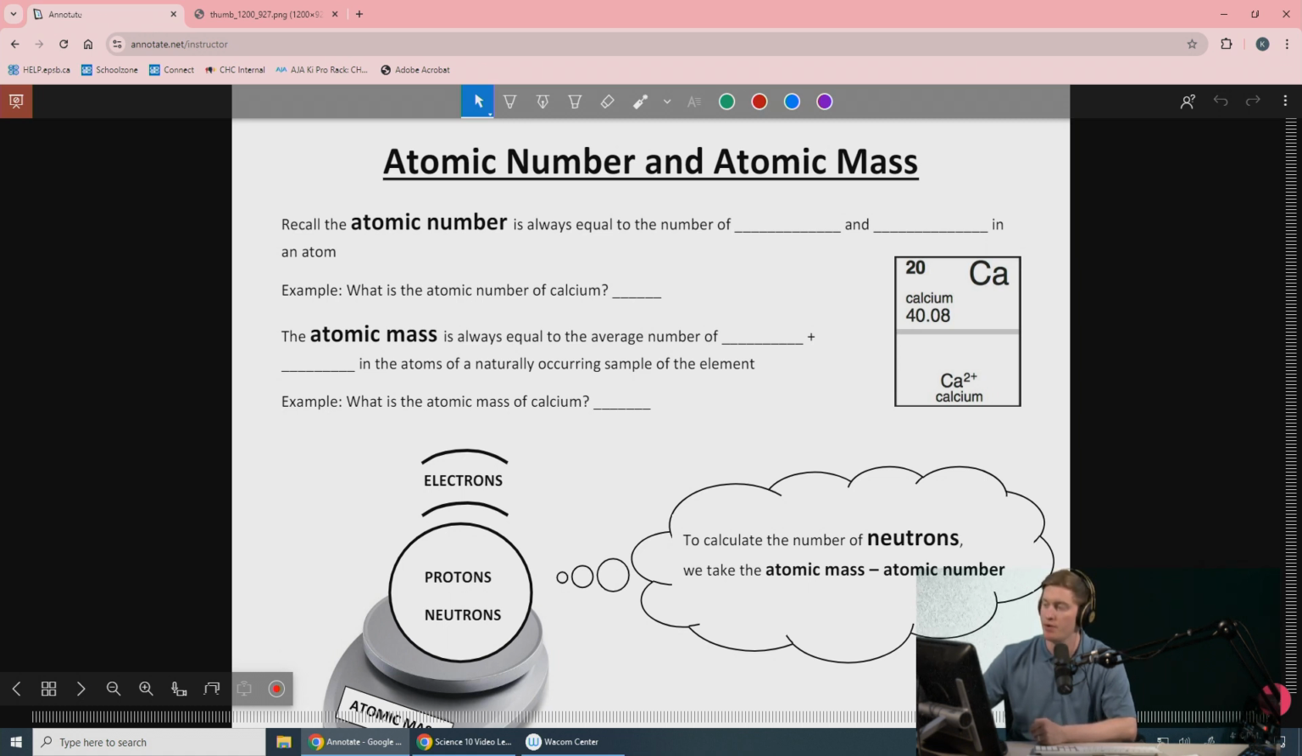Today we're going to be talking about atomic number and atomic mass and using the periodic table to do some calculations to figure out the number of subatomic particles for different atoms on the periodic table.